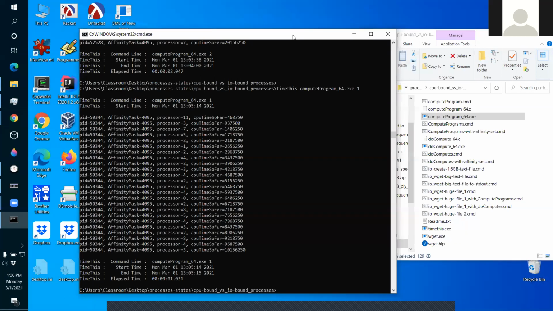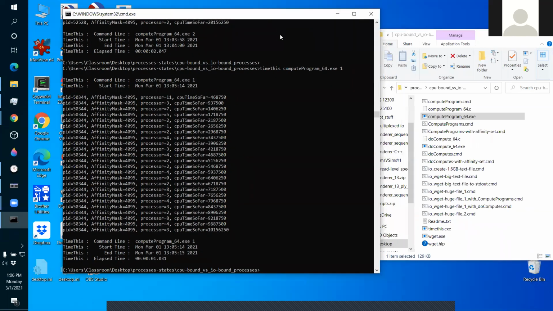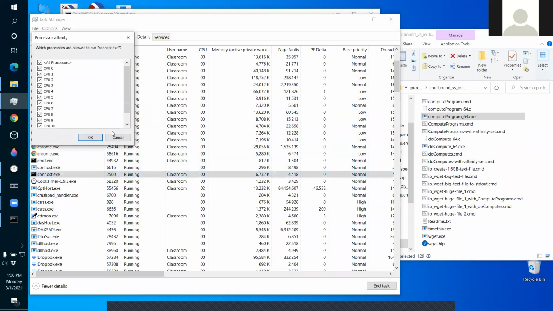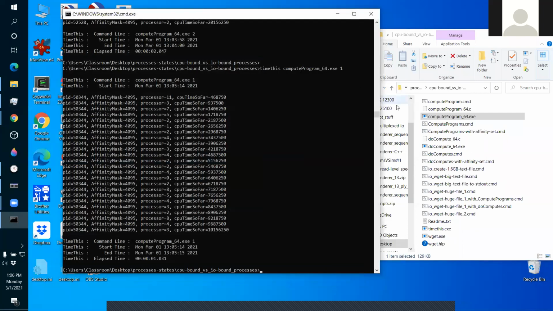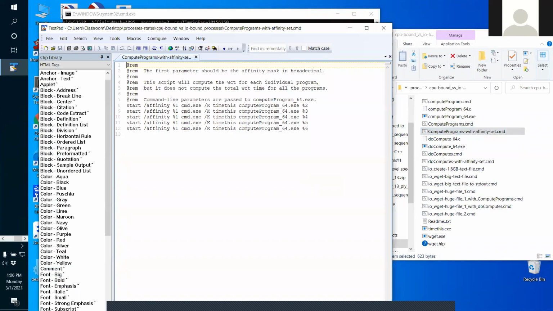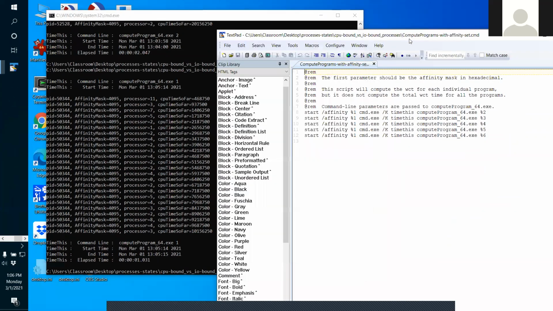Okay. Now, the way I run them on one processor is to set their affinity. So I wrote a batch script to do that for us. Now, we've been setting the affinity by going over here to the task manager and right clicking and saying set affinity, but that's real time consuming. We want a more efficient way to set the affinity. So Windows gives you a more efficient way to set the affinity. This little script here, I'll run it and then explain what it does.